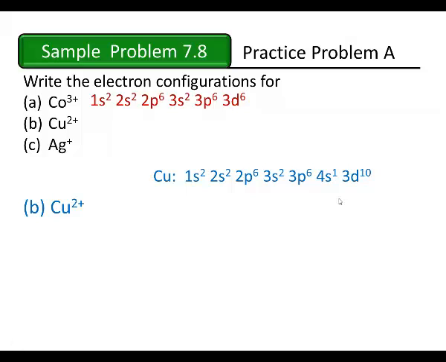If we remove 2 of these electrons to obtain a charge of +2, the electrons that we remove would be the 4s, and we would remove 1 of those, and then 1 of the 3d electrons. This loss would leave us with the electron configuration 1s2, 2s2, 2p6, 3s2, 3p6, 3d9 for the copper +2 ion.